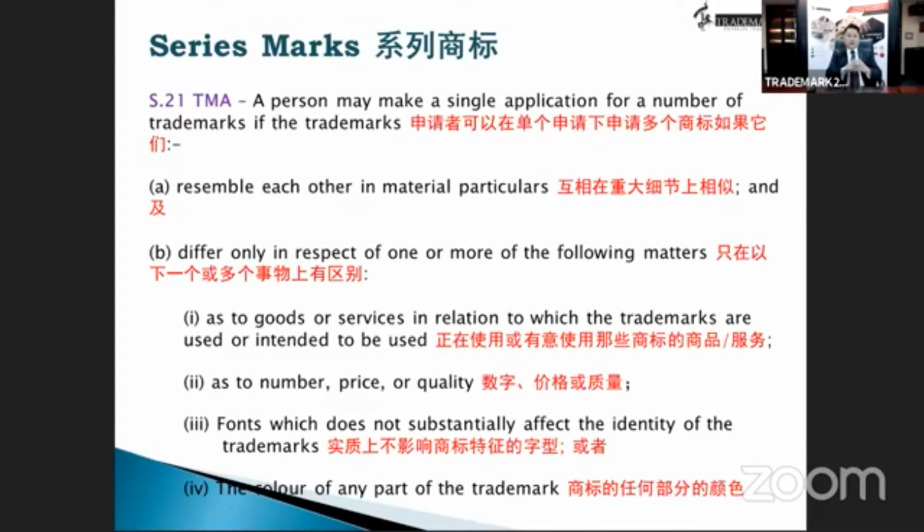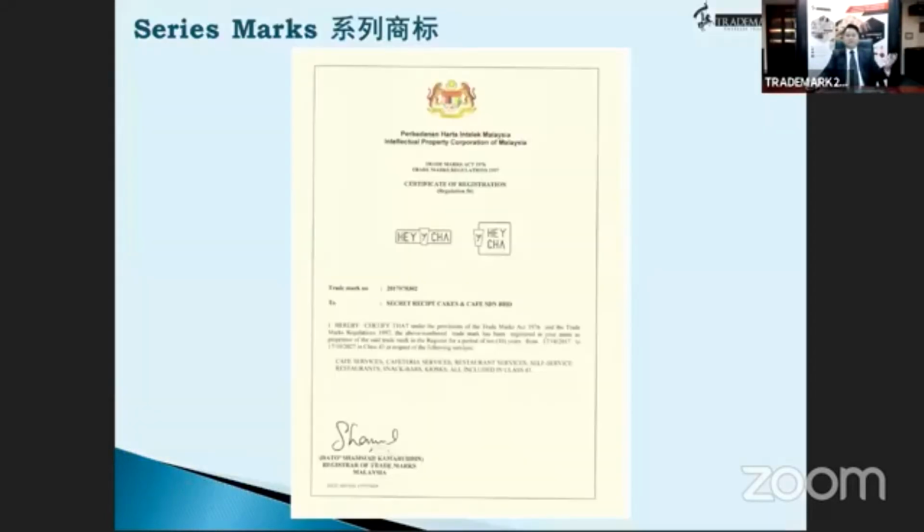And how? Because the children of the trademark only vary and differ in respect of one or more of the following, such as numbers, pricing, quality, font size, everything. However, it does not affect the mother of the trademark. Let me show you some examples.